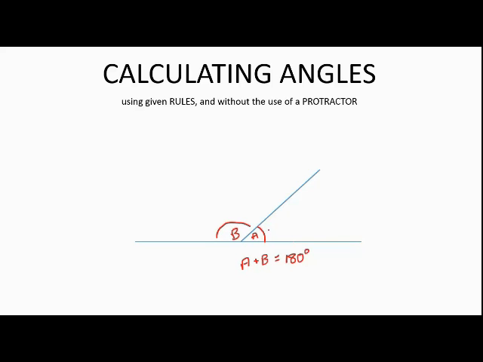So if we know the size of one angle, this looks like it could be around 40 degrees to make it easy. If angle A equals 40 degrees, then angle B must equal 180 degrees minus the 40 degrees of angle A, which gives us 140 degrees.